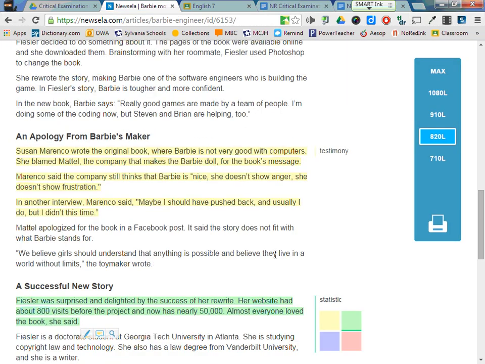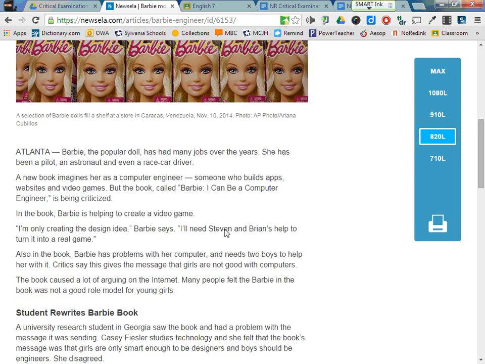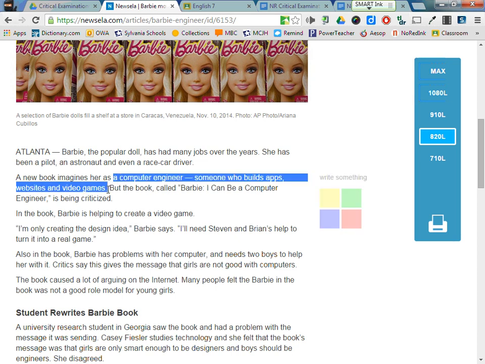But I want to find a definition. I remember reading a definition up here at the top. A new book imagines her as a computer engineer, someone who builds apps, websites, and video games. That's my definition. Highlight it in my next color. And note that it's a definition. Go back.